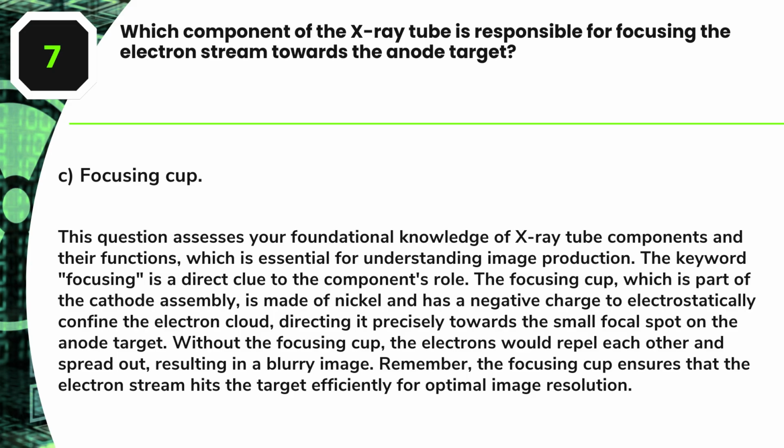for understanding image production. The keyword focusing is a direct clue to the component's role. The focusing cup, which is part of the cathode assembly, is made of nickel and has a negative charge to electrostatically confine the electron cloud, directing it precisely towards the small focal spot on the anode target. Without the focusing cup, the electrons would repel each other and spread out, resulting in a blurry image. Remember, the focusing cup ensures that the electron stream hits the target efficiently for optimal image resolution.